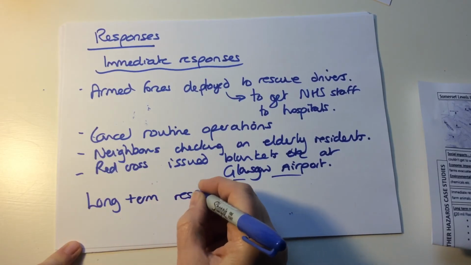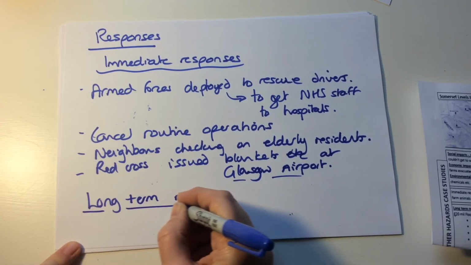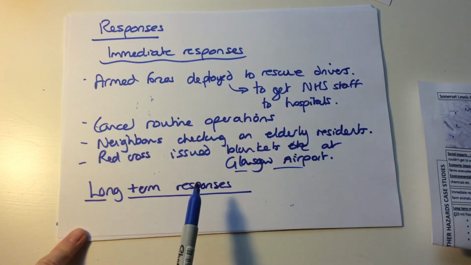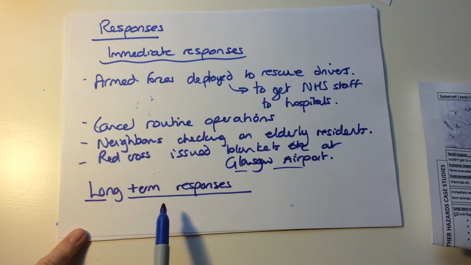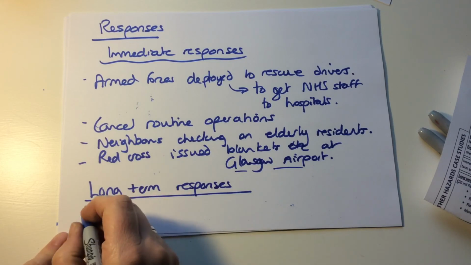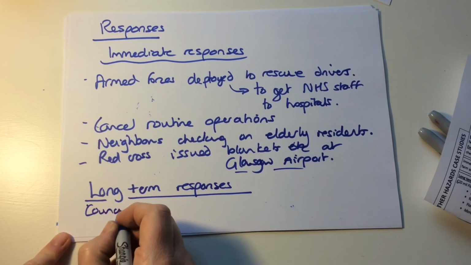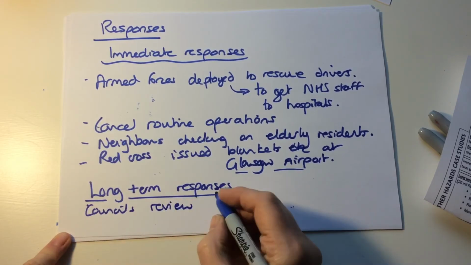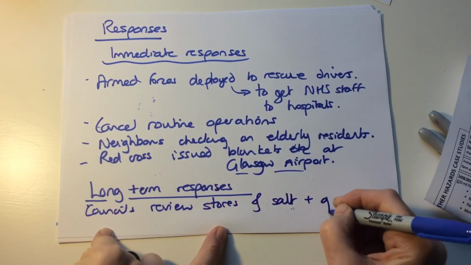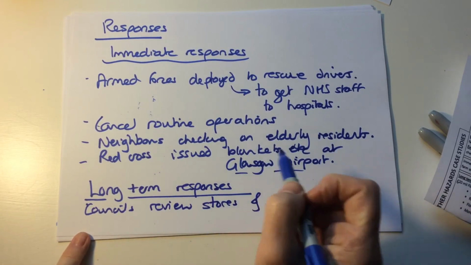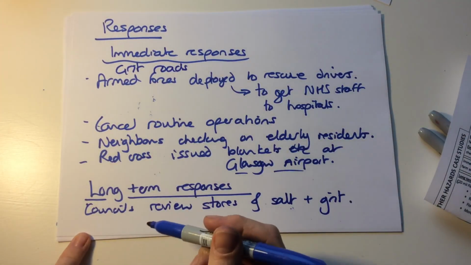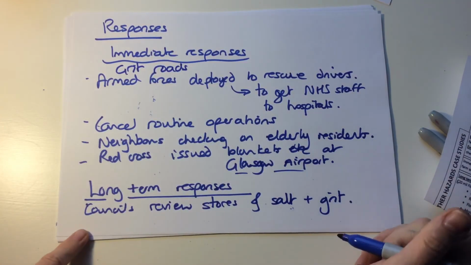An interesting one is the long-term responses. So we live in a country that happily is well organised and well equipped, and there will be plans in place to deal with many of these things. However, long-term responses, certainly in this area, so councils review stores of salt and grit. So again, an immediate response obviously is to grit the roads. You could put that in there. And salt leads to the ice melting more quickly.